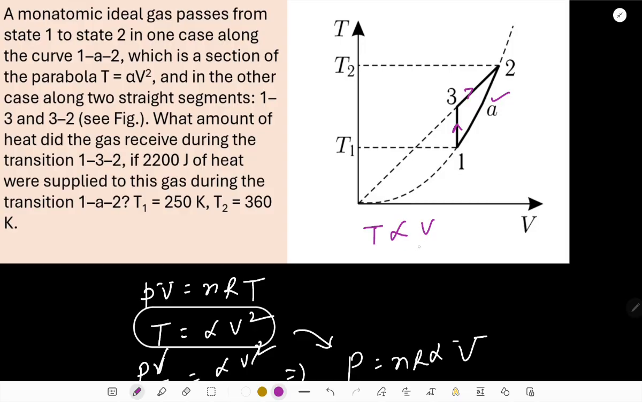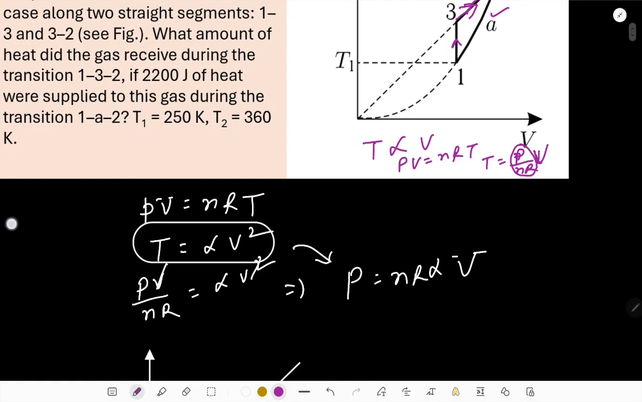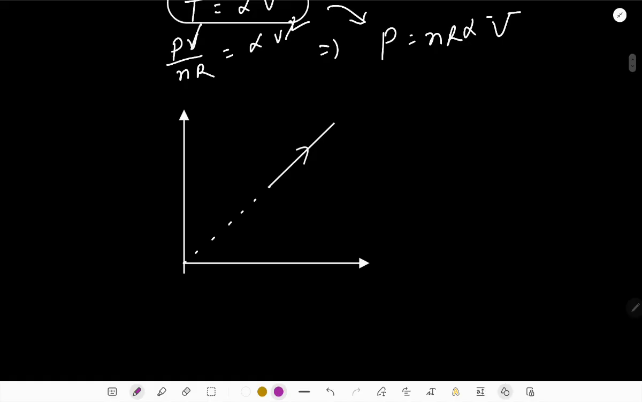That means, combining it with PV equals nRT, I can see here T can be written as P upon nR times V, and T is directly proportional to V. So P must be constant here. This is something like y equals mx. So that means this 3 to 2 process is an isobaric process. Pressure is constant here. So now I can draw the whole picture on the PV diagram like this.